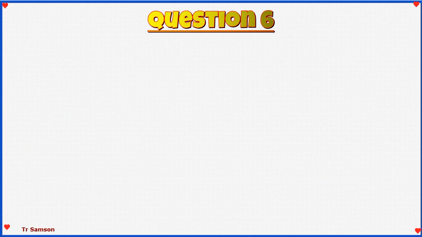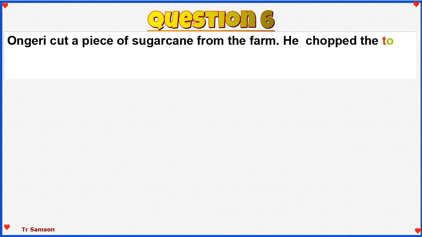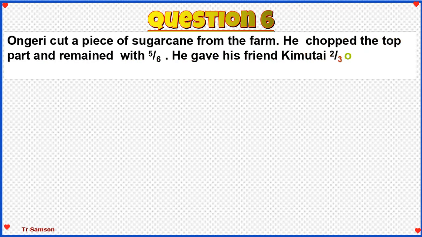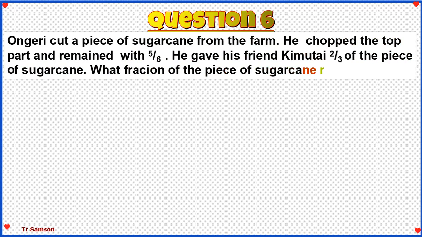Question number 6. Ongeri cut a piece of sugarcane from the farm. He chopped the top part and remained with 5/6. He gave his friend Kimutai 2/3 of the piece of sugarcane. What fraction of the piece of sugarcane remained?